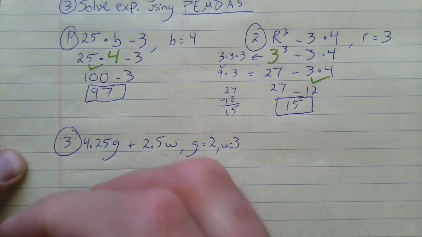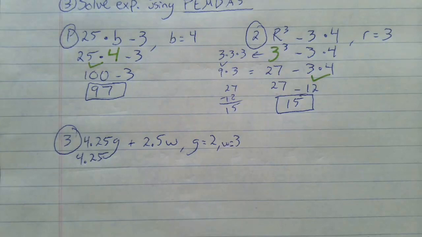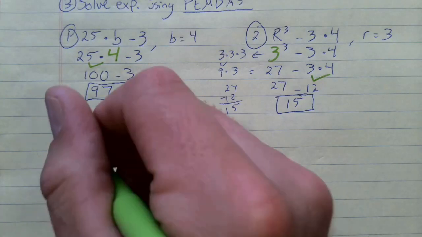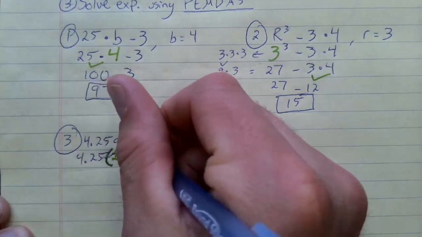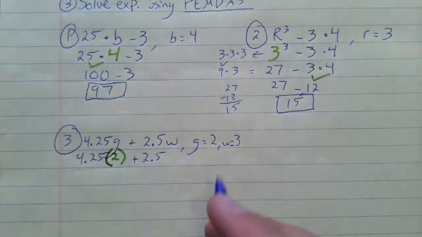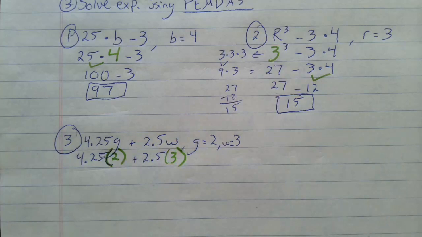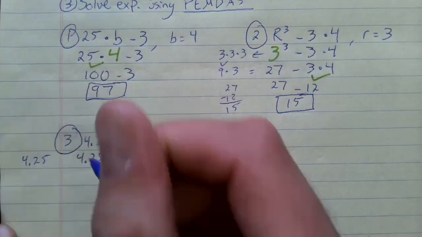So just substitute your given information, 4.25, and we know our G is 2. So just plug in 2 right there. Plug in 2 plus 2.5 W. We know W is 3, times 3. So when you go ahead and work this out, just go ahead and multiply it off to the side.